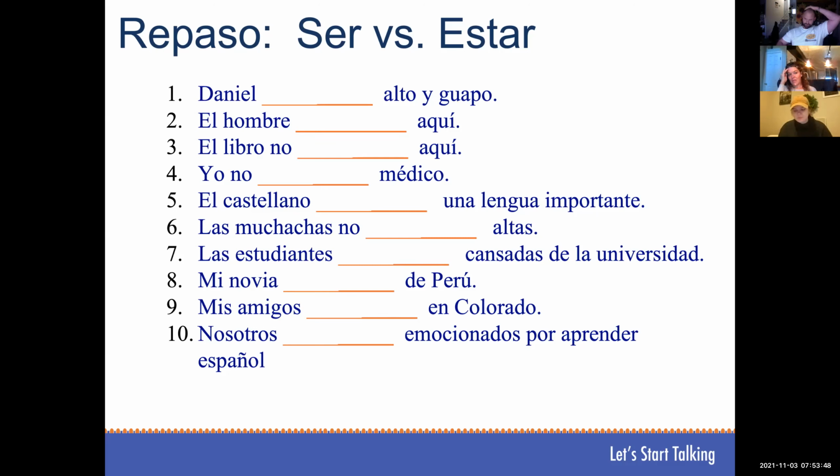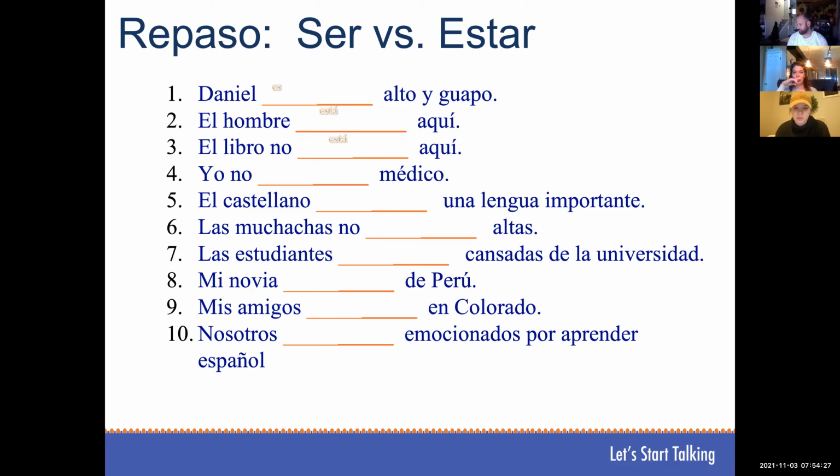He está. No, I'm using the wrong one. I don't know all the conjugation for ser. I want to say soy, tú eres, él es. Daniel es alto y guapo. El hombre está aquí. El libro no está aquí. Good.